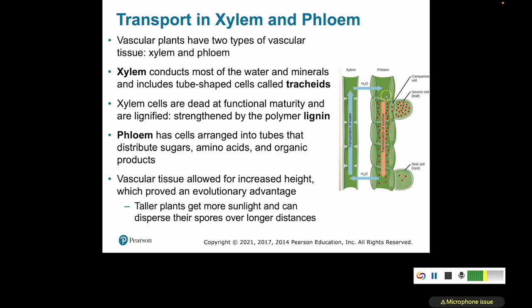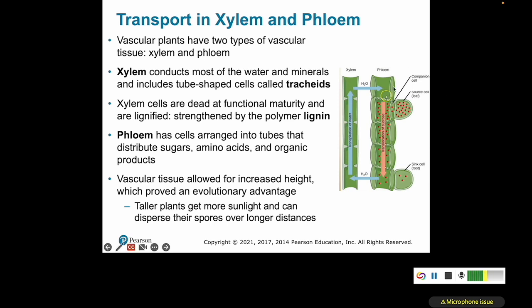One thing that's interesting about these cells is that as xylem cells develop, by the time they are functionally mature and able to carry water up the plant, the cells are actually dead. So all they are doing at that point is just being a way to bring water up the plant. The xylem cells are also strengthened by the polymer lignin, which gives it strength and support and allows that plant to stand up.